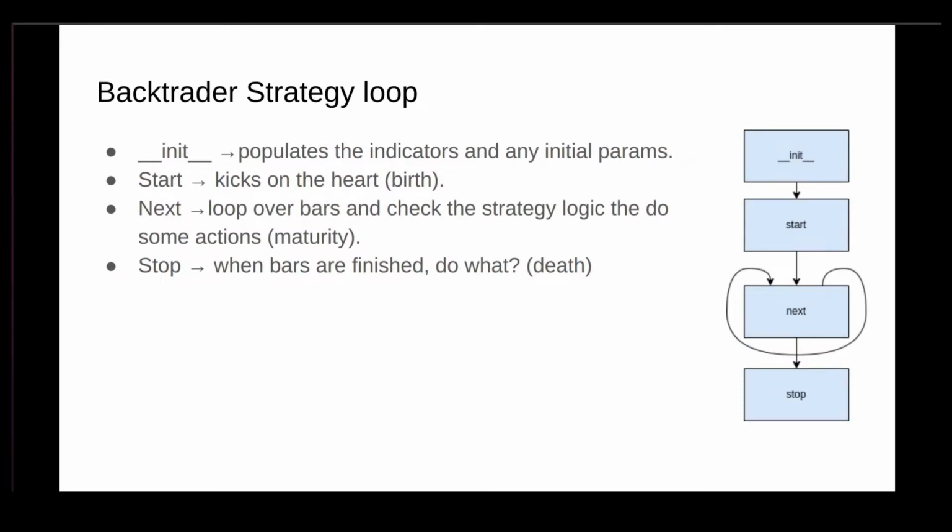Well, according to the Backtrader strategy loop, we need to populate three main things. Basically we can use the log, but the two main functions needed are the init and the next. The init populates the indicators and any initial parameters. Start kicks off the run. It could be void or empty, or we can simply not mention it. Next loops over the bars and checks the strategy logic to do some actions. The stop is when the bars are finished. Now what do we do? We can either close all positions or simply keep it empty.